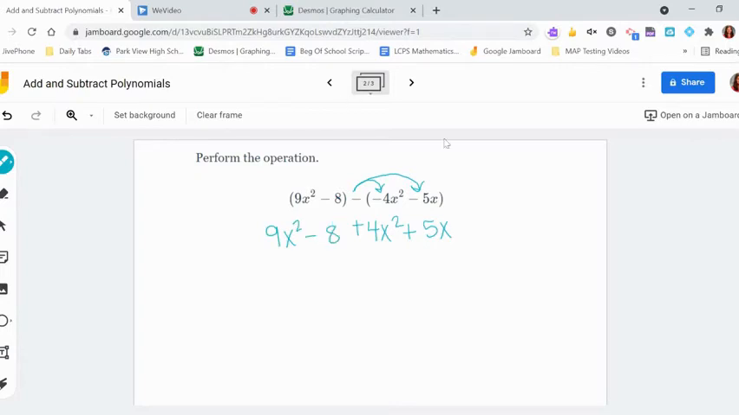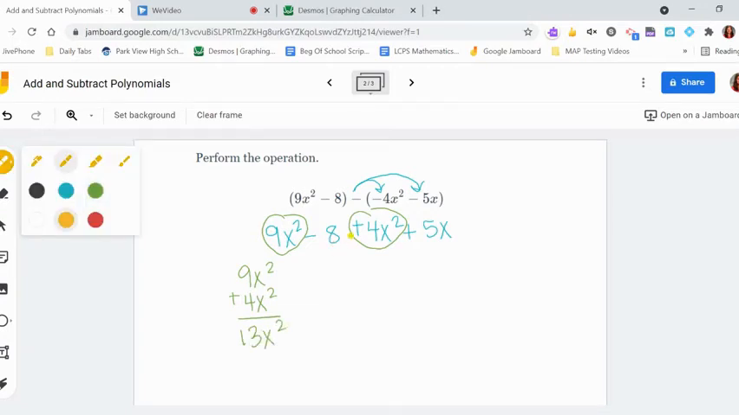Notice here I had to change the sign. Because it's subtraction, you have to distribute the negative and change the sign of whatever's in your second parentheses. Your first parentheses can stay the same. It's your second parentheses that will change. So now we do the same thing we did on the last slide. I'm going to combine like terms. I have 9x squared plus 4x squared, which is 13x squared.